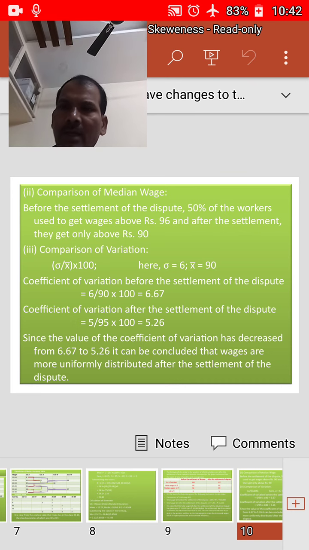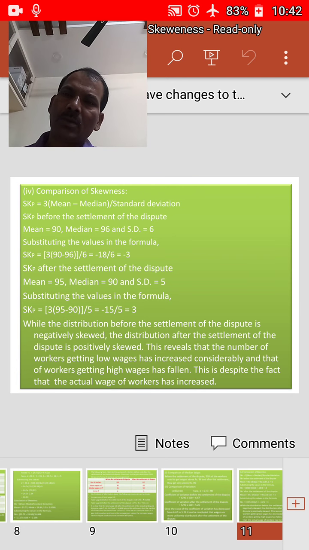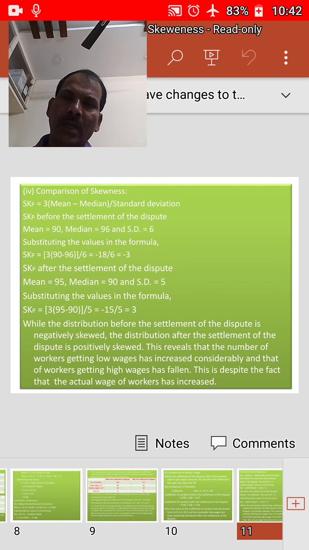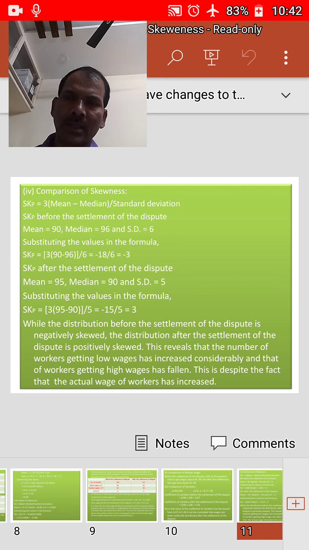Coefficient of variation. Right, now comparison of skewness. We will compare the skewness. SKP is equal to 3 into bracket of mean minus median by standard deviation. SKP before the settlement of the dispute, Karl Pearson's coefficient of skewness: mean is equal to 90, median is equal to 96, and SD is equal to 6. Substituting these values in the formula, SKP is equal to 3 into 90 minus 96 by 6, that is minus 18 by 6, which is equal to minus 3. SKP after the settlement of the dispute: mean 95, median 90, and standard deviation 5.